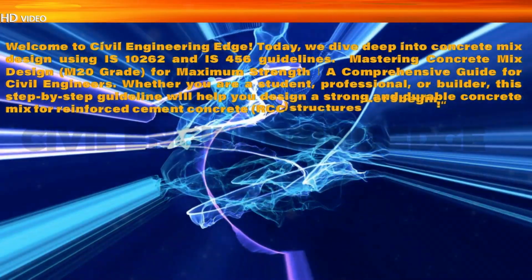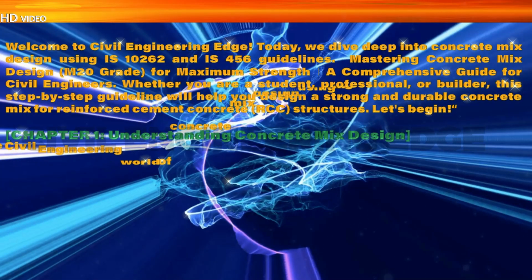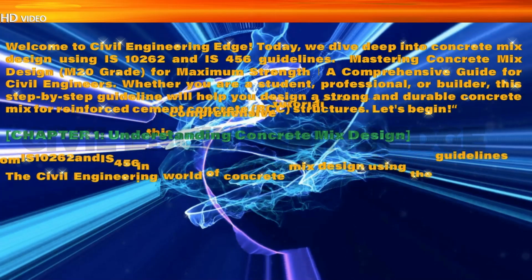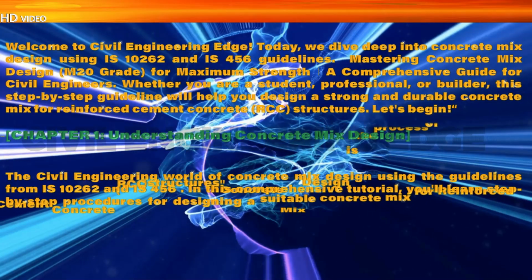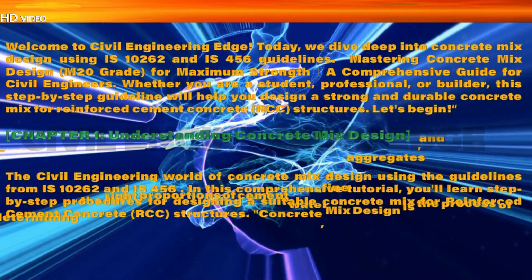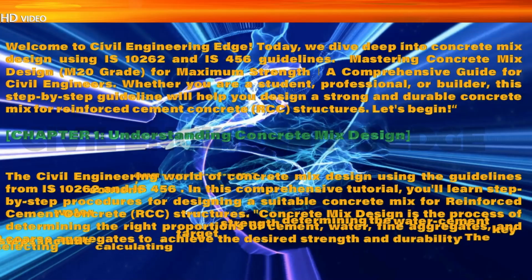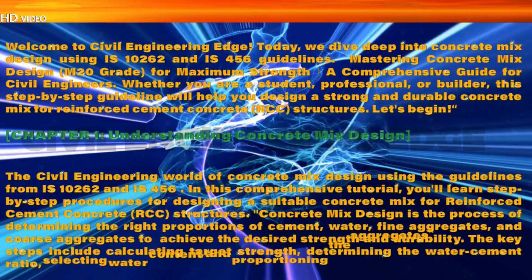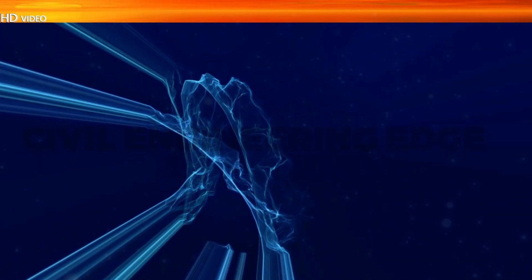Let's begin. Chapter 1, Understanding Concrete Mix Design. Welcome to the world of concrete mix design, using the guidelines from Indian Standard 10262 and Indian Standard 456. In this comprehensive tutorial, you'll learn step-by-step procedures for designing a suitable concrete mix for reinforced cement concrete, RCC structures. Concrete mix design is the process of determining the right proportions of cement, water, fine aggregates, and coarse aggregates to achieve the desired strength and durability. The key steps include calculating target strength, determining the water-cement ratio, selecting water content, and proportioning the aggregates.